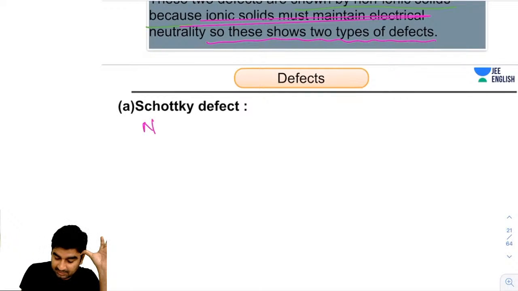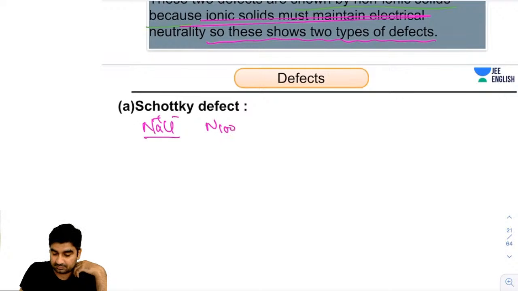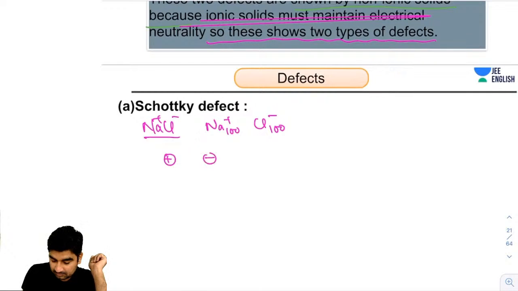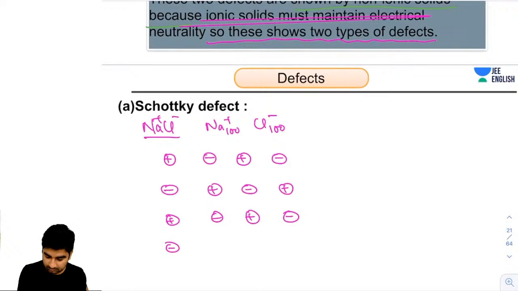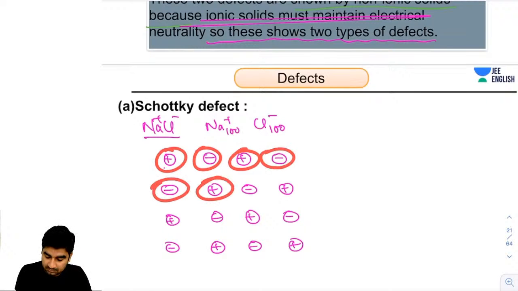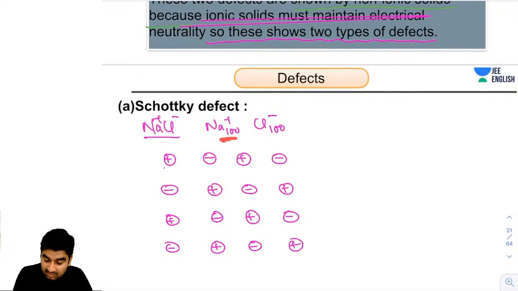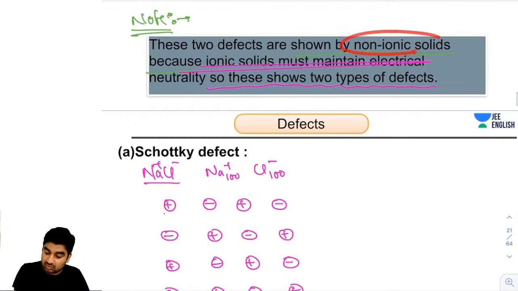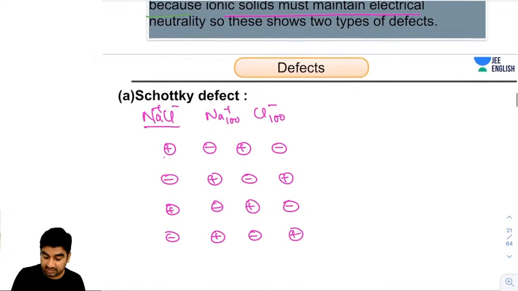Suppose I'm taking NaCl. Okay. So this is cation, this is Na. So if there are 100 Na plus, then there must be 100 chloride ions. Okay, guys. Now these are cations and anions. So if there are 100 cations, there must be 100 anions. I told you that ionic solids must maintain electrical neutrality. So guys, in this case, what will happen?